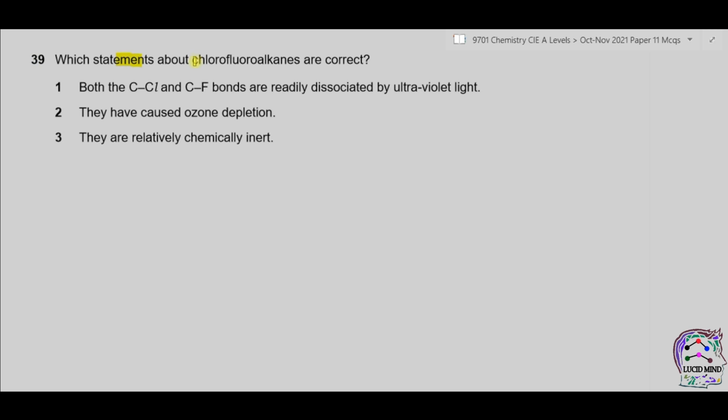Question 39. Which statements about chlorofluoroalkanes are correct? In chlorofluoroalkanes we have alkanes with chlorine or fluorine atoms attached to carbon atoms. Number 1, both the C-Cl and C-F bonds are readily dissociated by UV light. This is incorrect because only C-Cl bonds are converted into radicals. The C-F bond is stronger, it is not dissociated by UV light. Number 2, they have caused ozone depletion. This is true because chlorine free radicals can destroy ozone and convert it into oxygen.